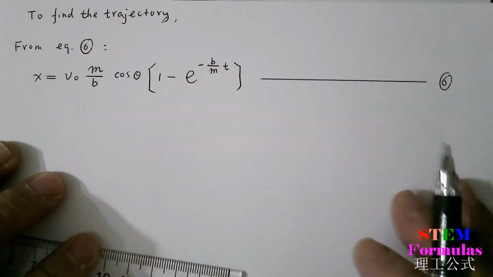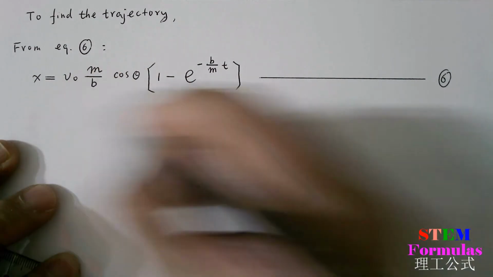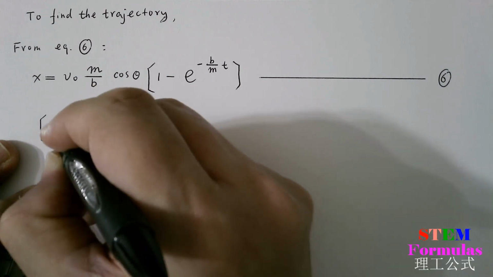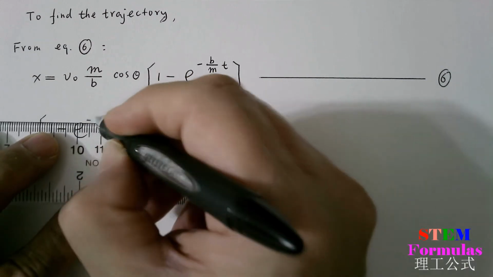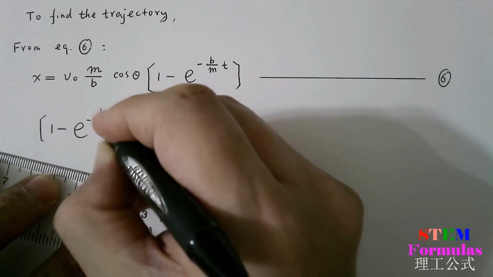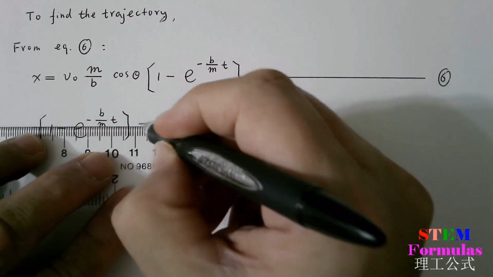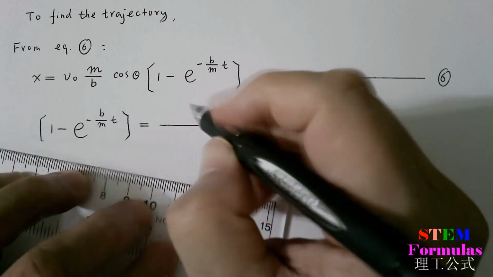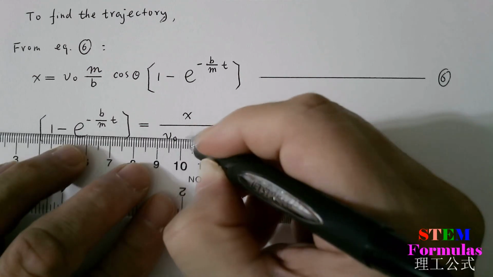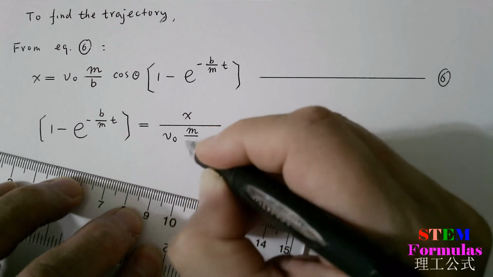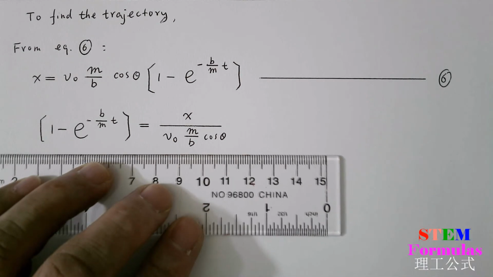Now, from equation 6, we can find the whole bracket 1 minus e to the power minus b divided by m t, bracket, equal to x divided by v0 times m divided by b cosine theta. This equation we need later on.